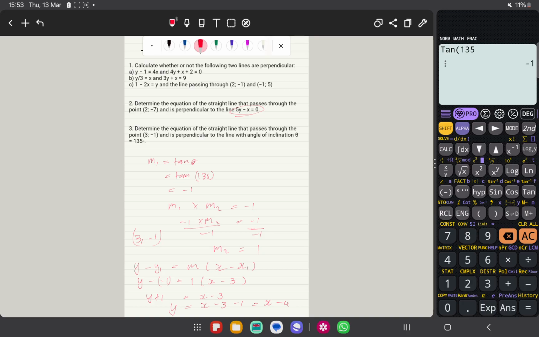That is it with the parallel and the perpendicular. The more you practice, the more you understand these things. And all I can say right now is good luck and all the best.